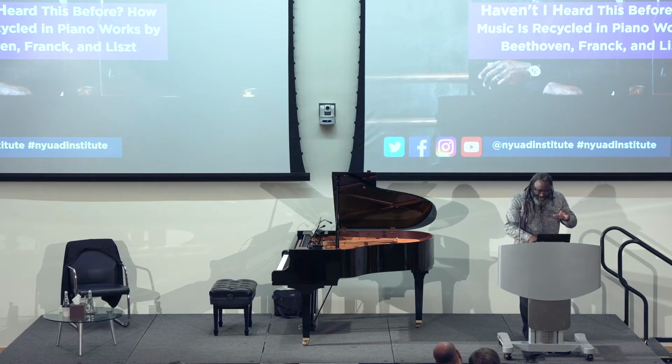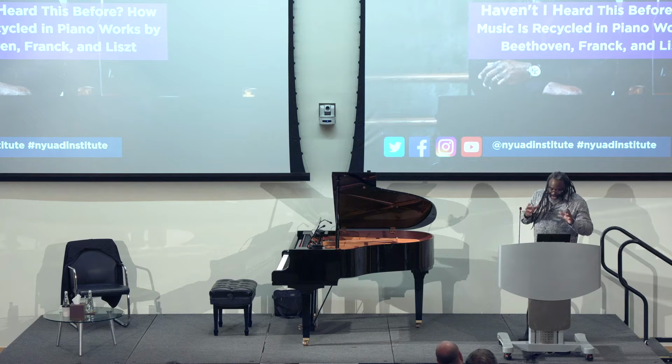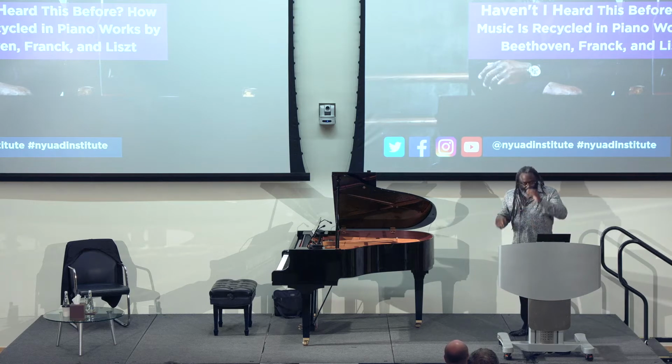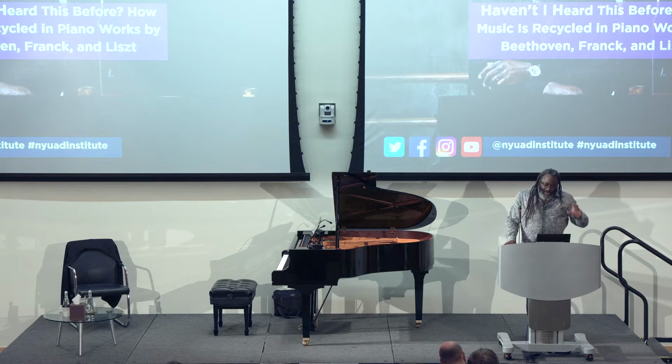So that's sort of the basic outline of thematic transformation, which we'll hear largely in the Liszt Sonata, but you'll hear it also in the Beethoven in particular. All these composers wrote fugues. They're all in these pieces, but that's only a small portion of how they recycled ideas.